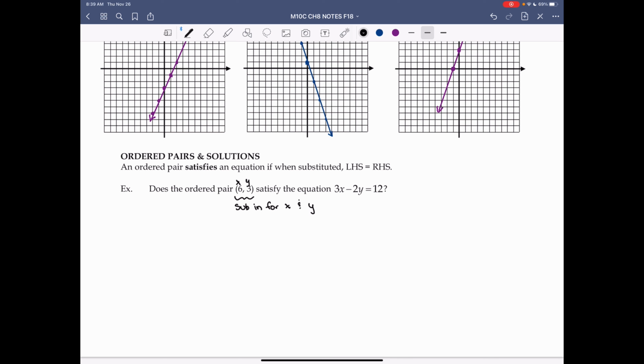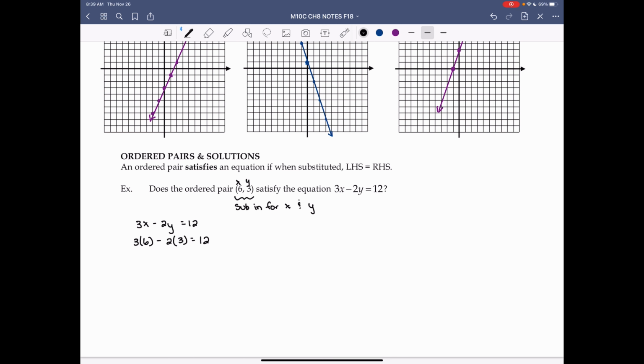Our equation is 3x minus 2y equals 12. I'm going to replace the x with 6, the x value from the point. Then I get 3 times 6 minus 2. I'm going to replace the y value with 3, the value of y from the point. So minus 2 times 3 equals 12. Then I'm just going to calculate each side. I'm not going to move anything, just calculate.